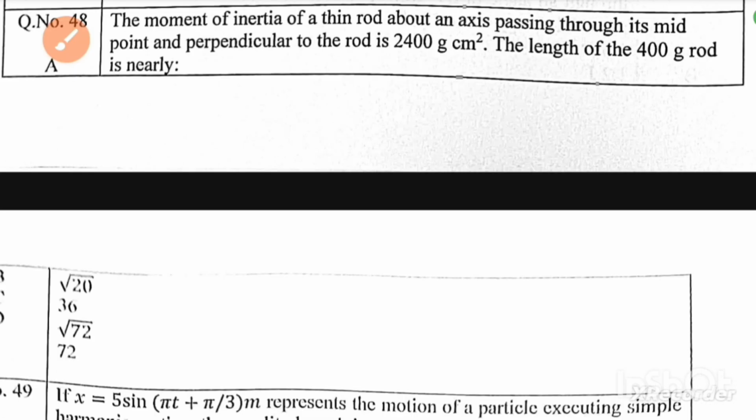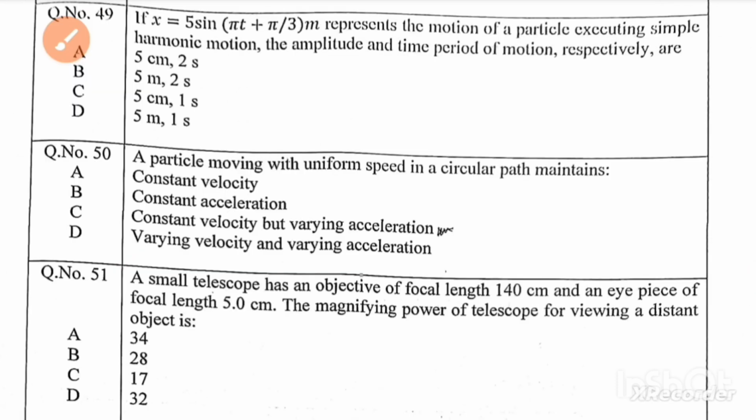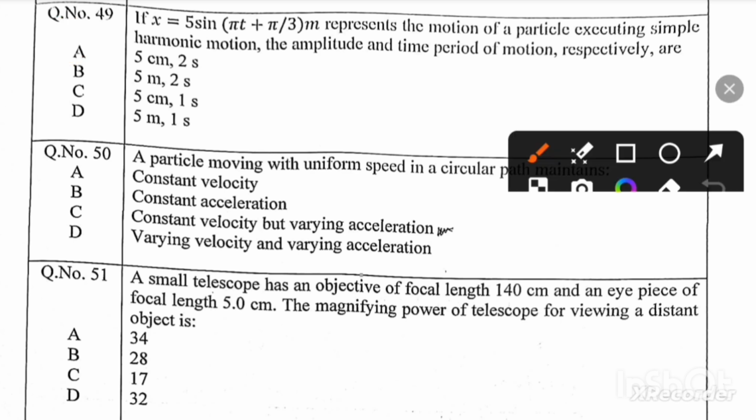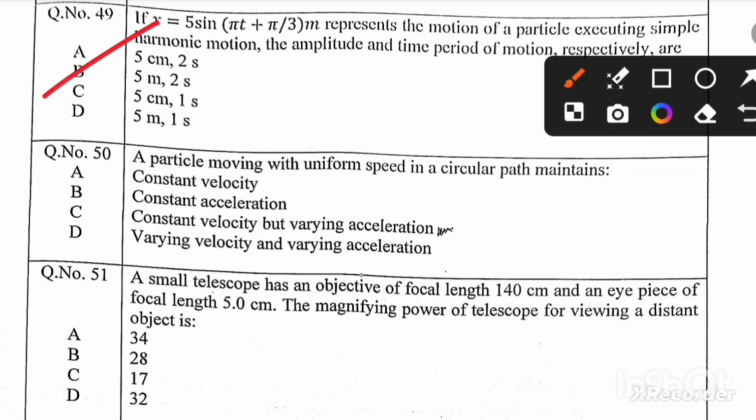The length of the 400 gram rod is nearly root 72 or 8.65 centimeter. Question number 49. If this equation represents the motion of a particle executing SHM, the amplitude and time period of motion are 5 cm and 2 seconds. A particle moving with uniform speed in a circular path maintains varying velocity and varying acceleration.